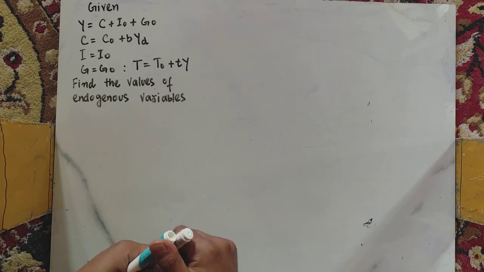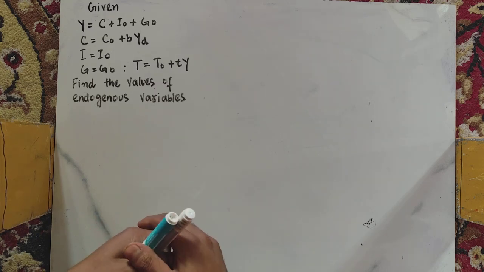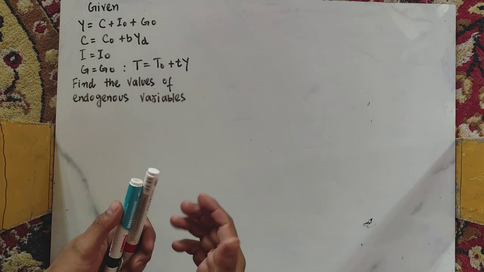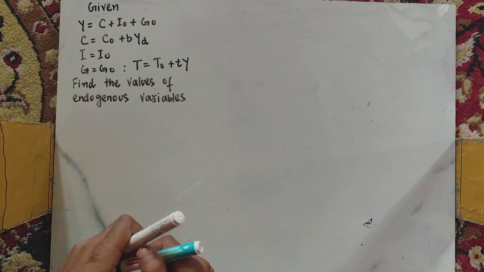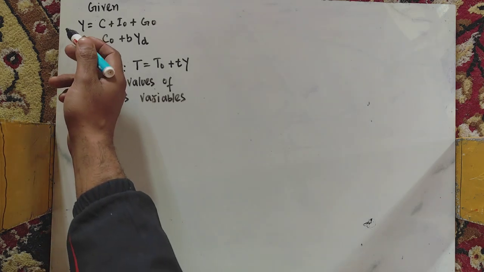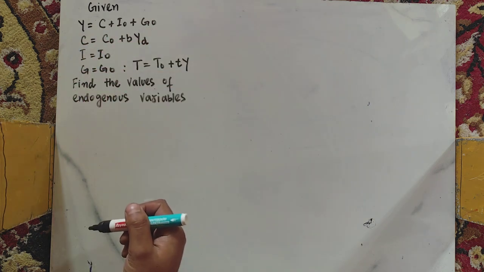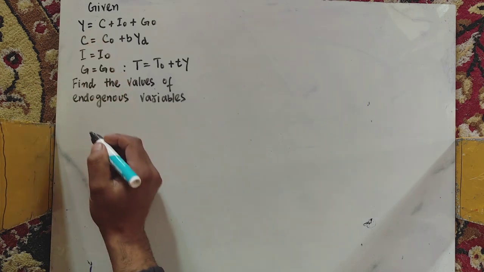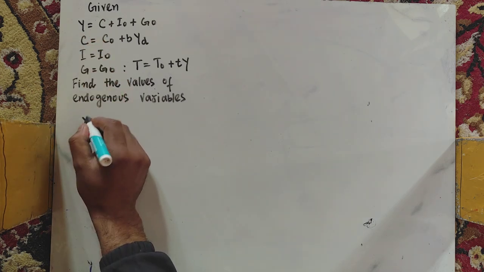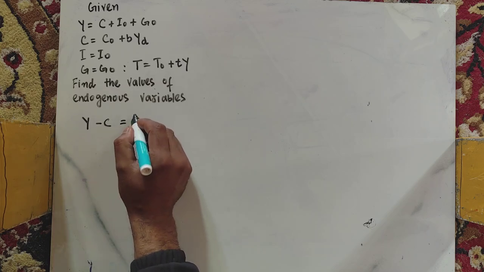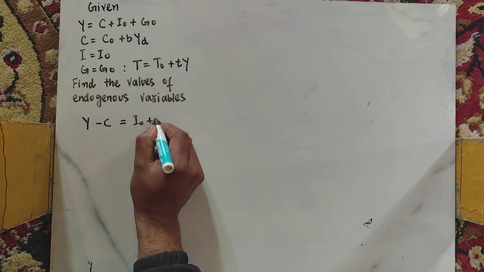So how do we solve this question? We will use Cramer's method here. That means we need to write the given system of equations in matrix form. For that, let me show how to do it. Let us first write the first equation. I have Y here, so can I write Y transposing this C here, minus C is equal to I naught plus G naught.